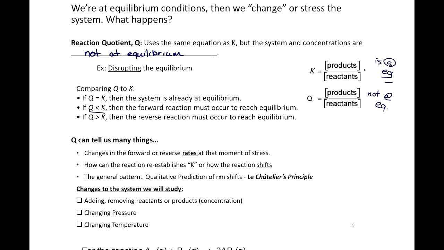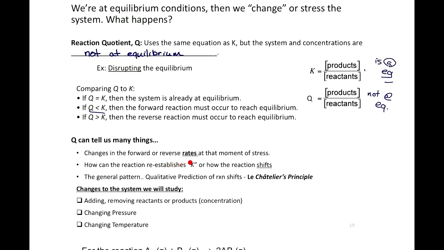If Q is less than K, I like to think I don't have enough products, so the reaction must move forward to establish equilibrium. Versus if Q is bigger than K, I have too many products, so the reaction goes in reverse. All these ideas stem from the idea that products over reactants is K, and how we ultimately calculate Q, and we can compare their magnitudes to figure out which way a reaction has to go. We'll explore Q in the next slides, but again, what Q can tell us is, we're at non-equilibrium conditions, we disrupted our reaction, so how does it get back to those equilibrium conditions?